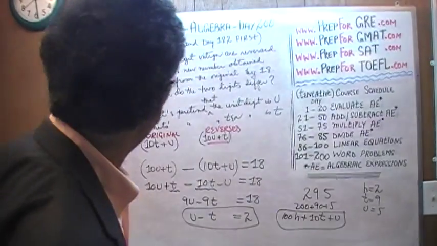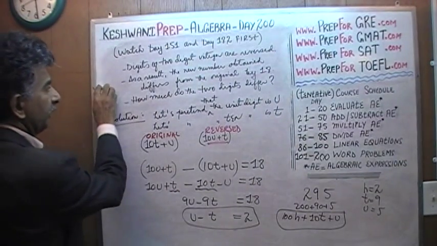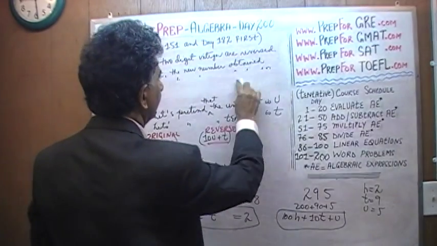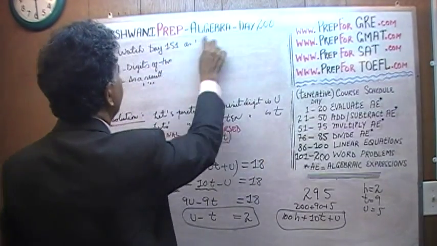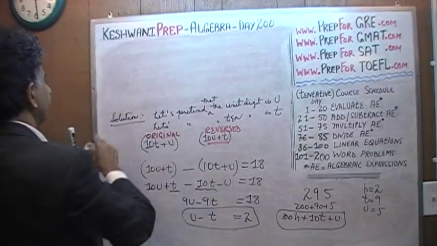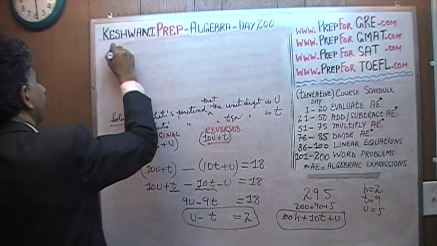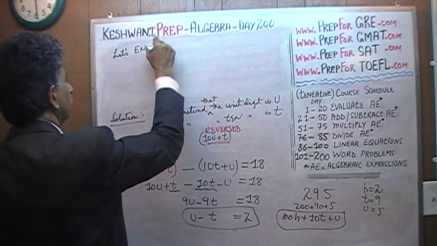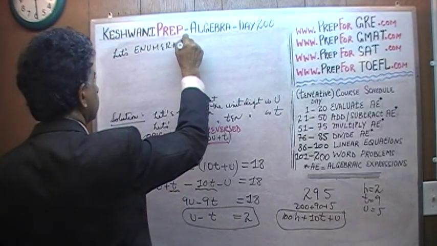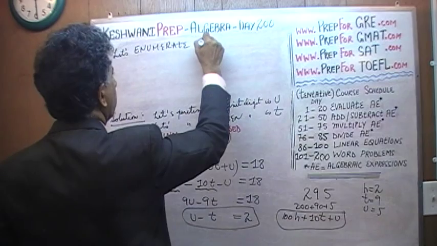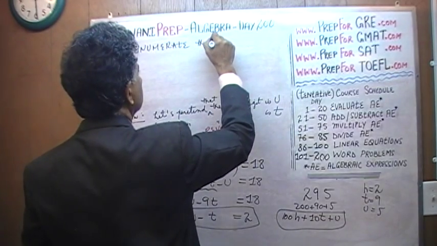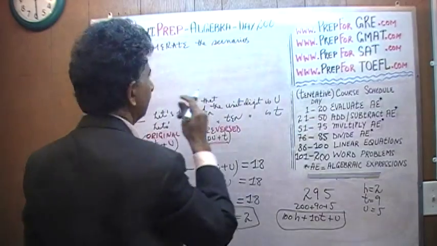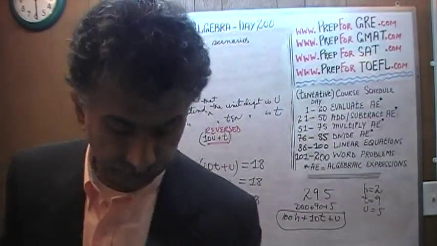I need the room, so I'm going to erase the top part. We don't need any of this now. We have the problem now, so let's get rid of it. The scenario. Enumerate means to make a list of something.